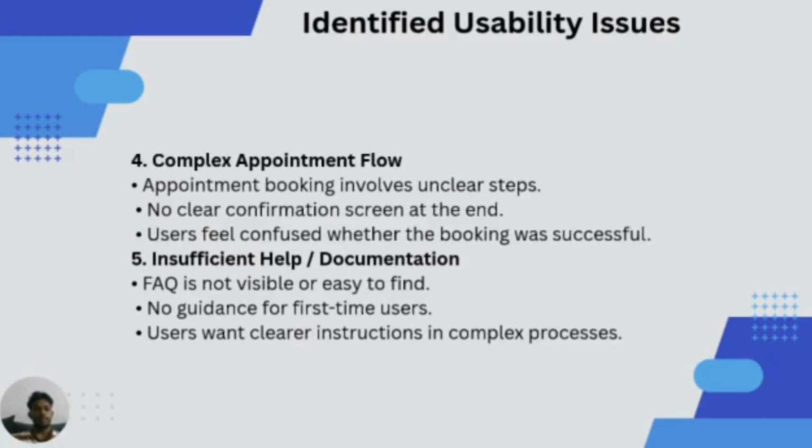So the fourth one is the complex appointment flow, where appointment booking involves unclear steps for the user and no clear confirmation screen at the end, so the user feels confused whether the booking was successful or not. The fifth one is insufficient help and documentation. Help is not visible or easy to find for the user, so users have difficulty checking the help and documentation. We need to correct it.